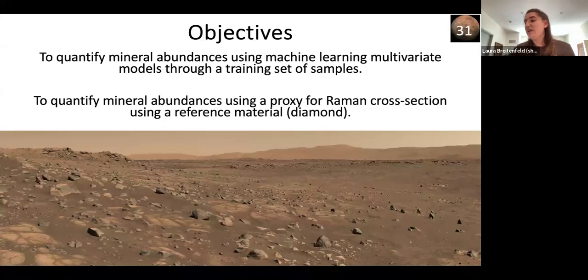So the objectives of this work were to quantify mineral abundances using machine learning multivariate models through a training set of samples, as well as to accomplish this goal by using proxies for Raman cross-section using a reference material. So I'll go into a little bit more detail about what this Raman cross-section means. But we used a reference material here, which was a diamond powder, to accomplish this goal.